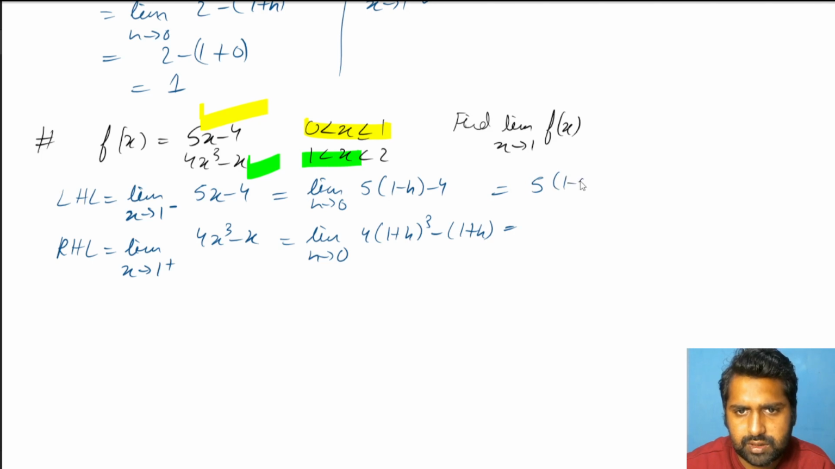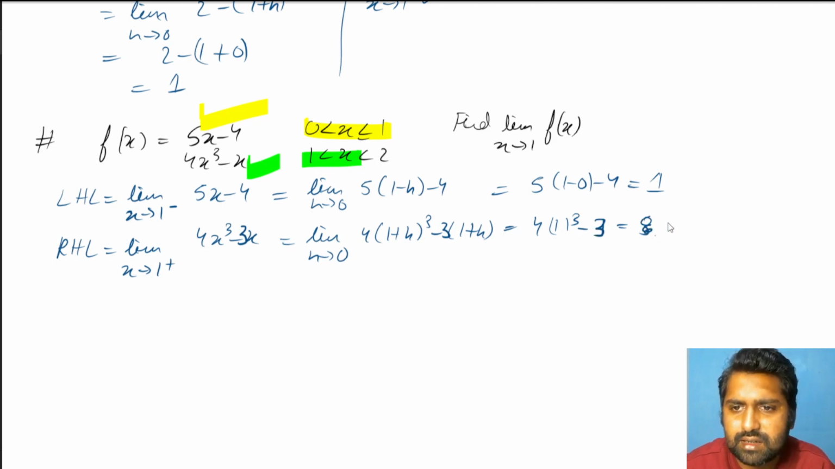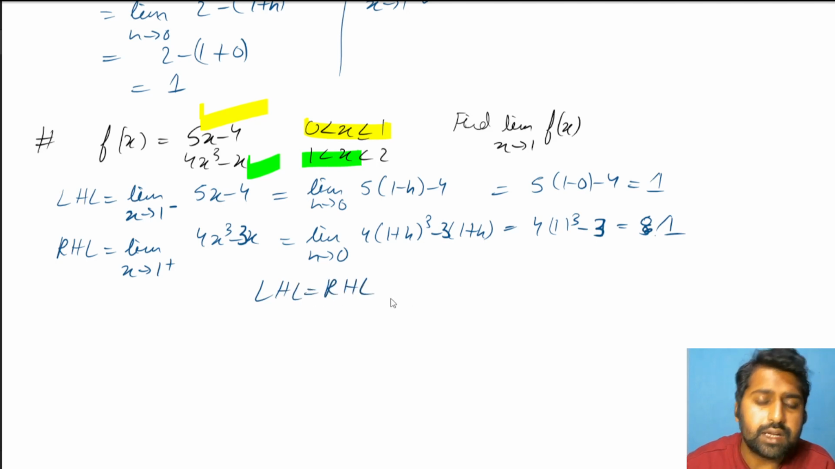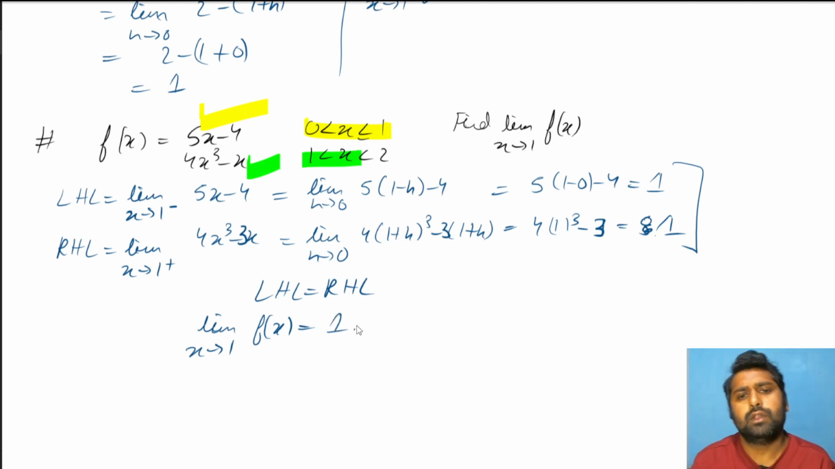So 5 times 1 minus 0 minus 4 gives you 1. This becomes 4 times 1 cube minus 1, so that becomes 3. Sorry, 3 was here also, so this becomes 3. 4 minus 3 is 1. So yes, this time LHL and RHL are equal. That means the limit exists, so limit x tends to 1 of the function is the same value that you saw, that's 1.